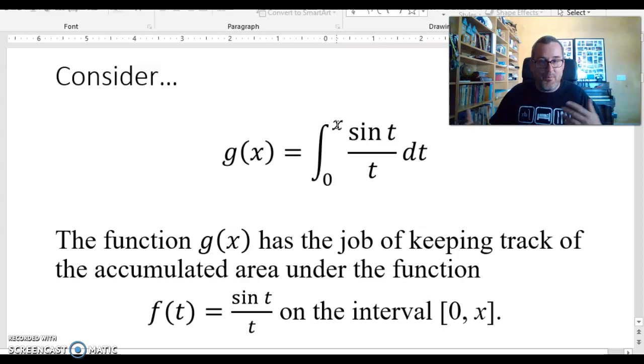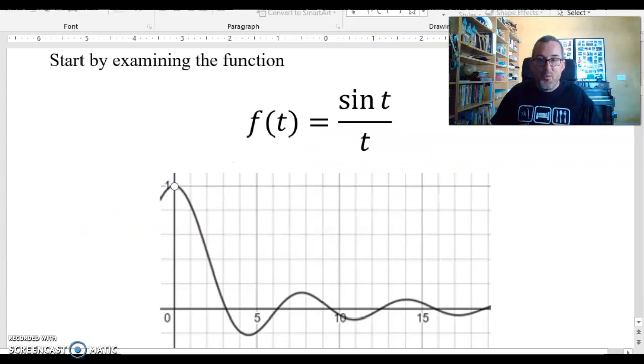And then we could go on. What about x is 1 or x is pi or x is whatever? As x varies, x is the input quantity that varies, and as x varies, g of x is going to keep track of how much area has been accumulated underneath the graph of sine t over t. So we should probably examine the graph of this function. I'll call it f of t just to keep things separate.